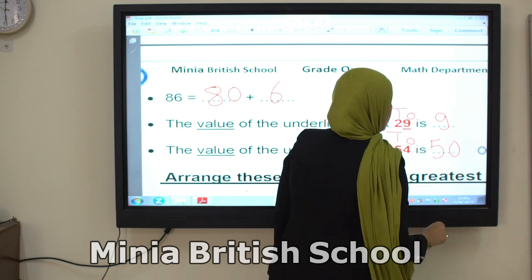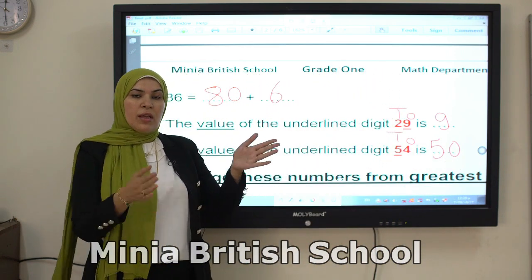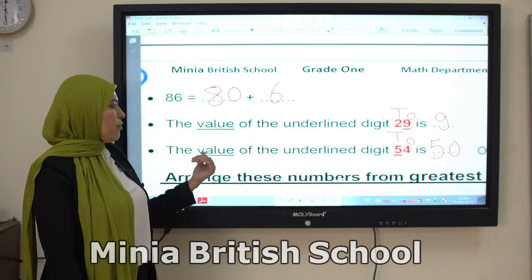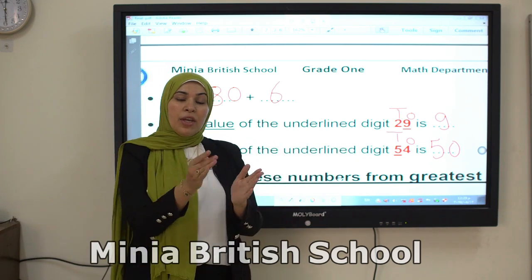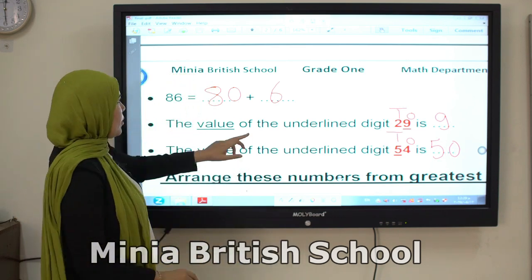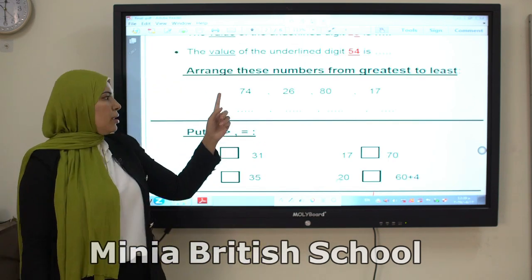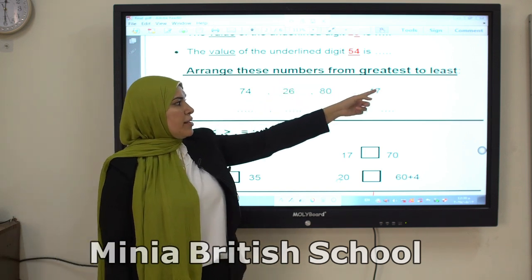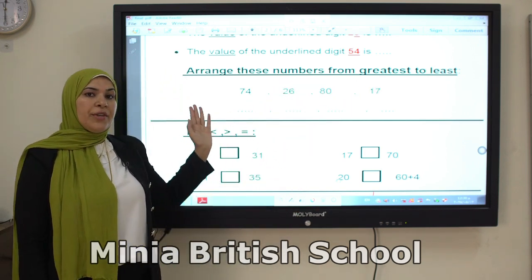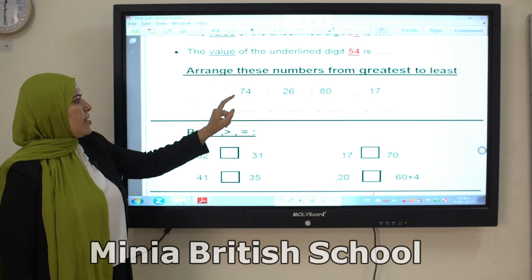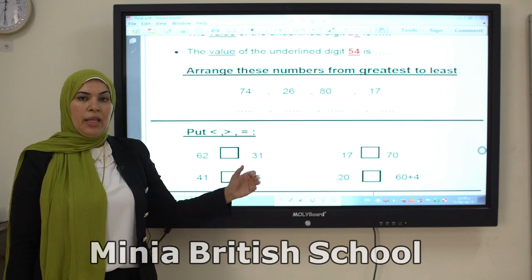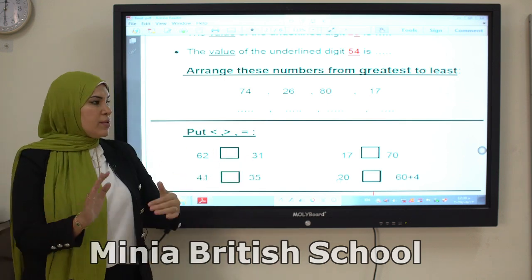If I ask you about the value of the number in ones, the answer will be the same number. And if I ask you about the value of the number in tens, I write the number and add 0. Here, read the title. Arrange these numbers from greatest to the least. First, read all the numbers: 74, 26, 80, 17. And I want to arrange from the greatest to the least.